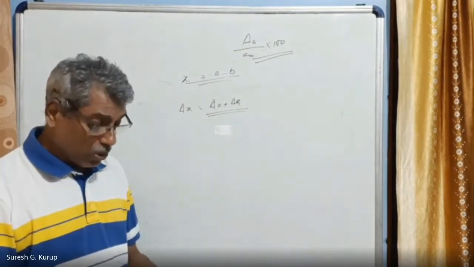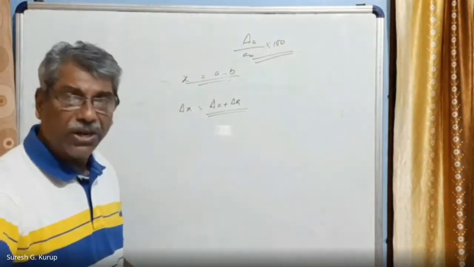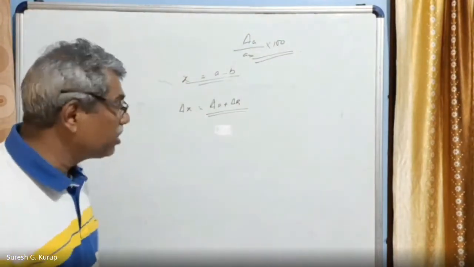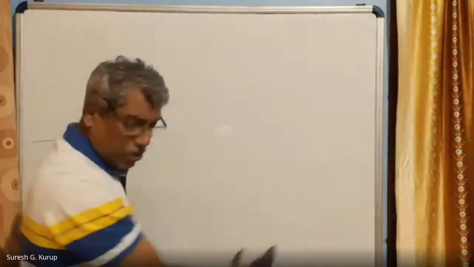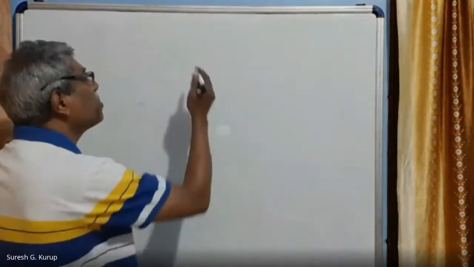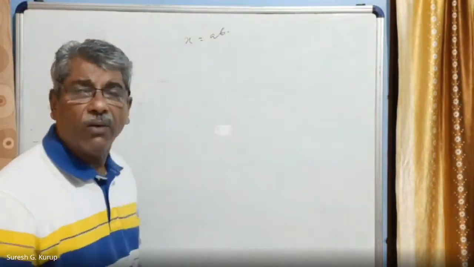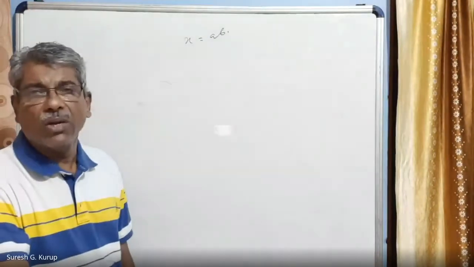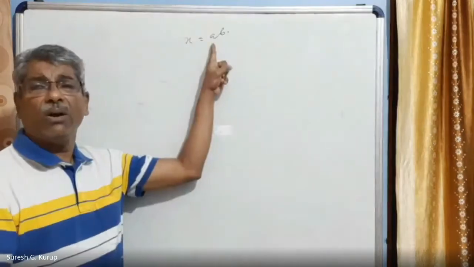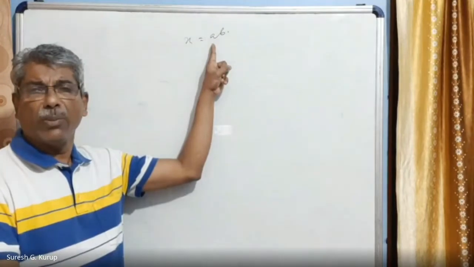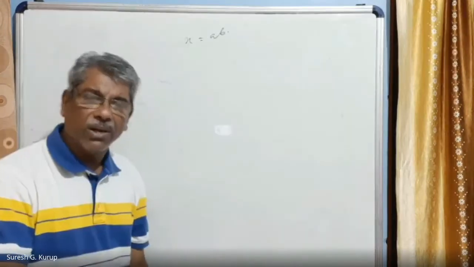Next, we are coming to multiplication and division. In multiplication and division, suppose X is equal to A into B. When two quantities are multiplied, X equals A times B, where A is the real value of a physical quantity, and B is also the real value of a physical quantity. But the observed value of A is A plus or minus delta A, and of B is B plus or minus delta B, right?